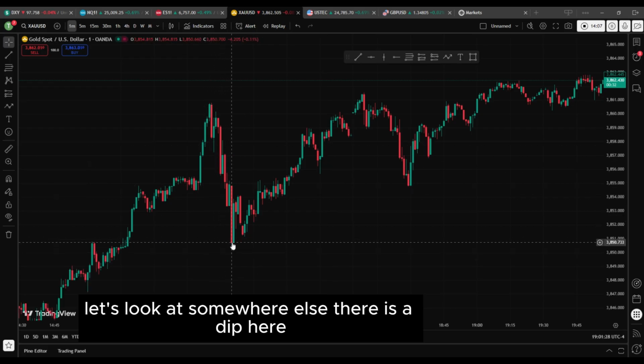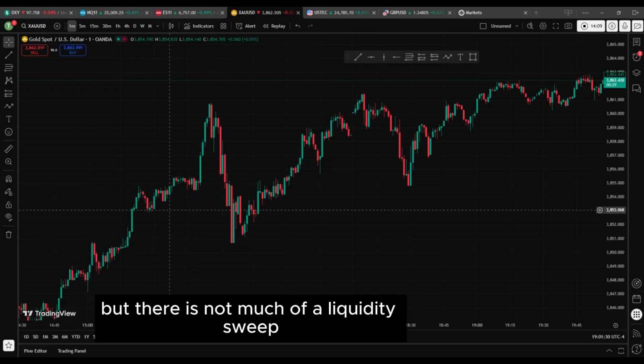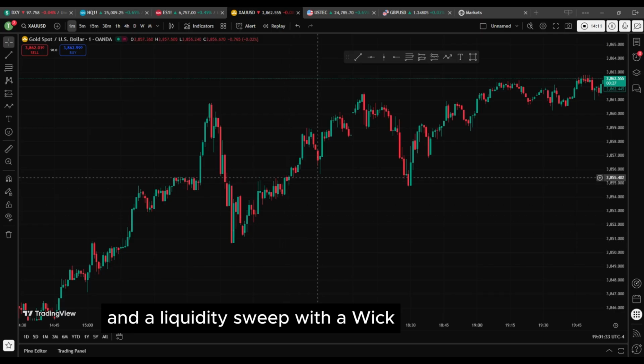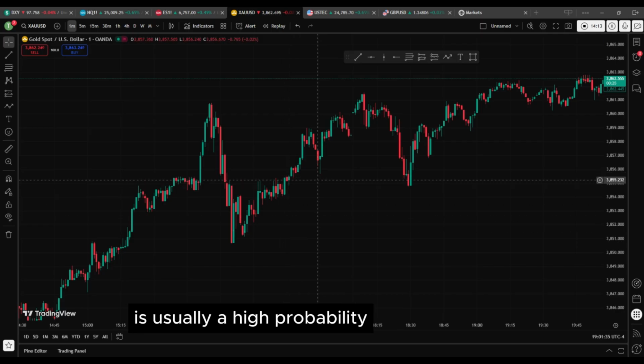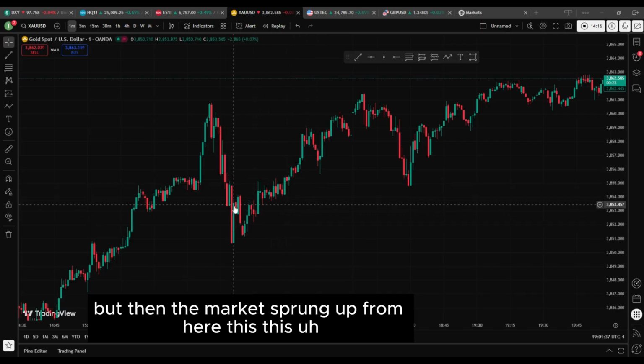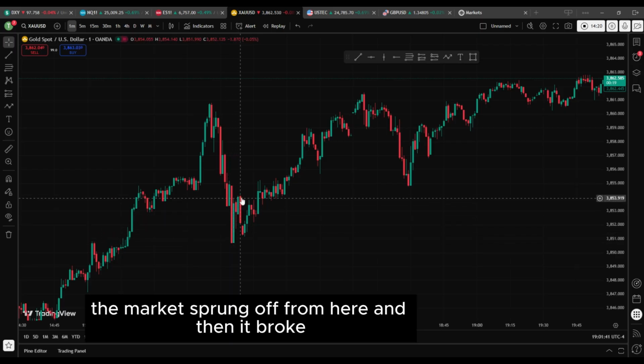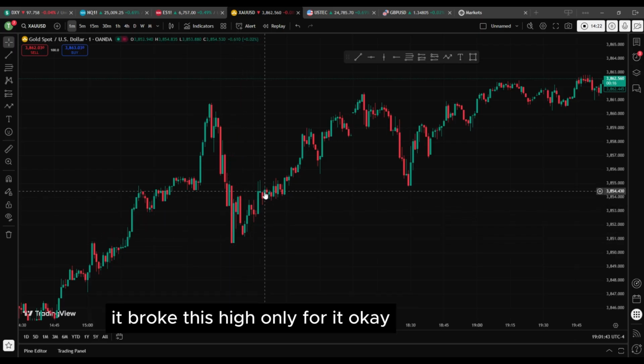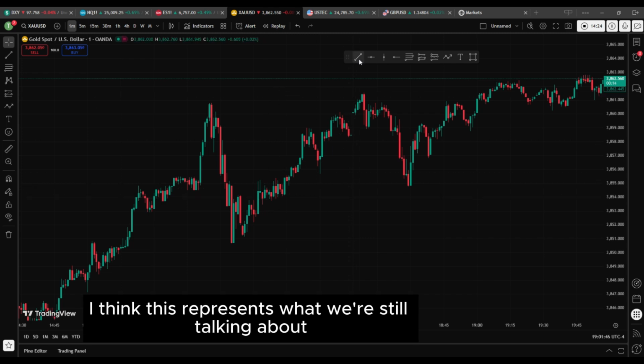There's a dip here, but there is not much of a liquidity sweep, and a liquidity sweep with a wick is usually high probability. But then the market sprang up from here, and it broke this high. Okay, I think this represents what we're talking about.